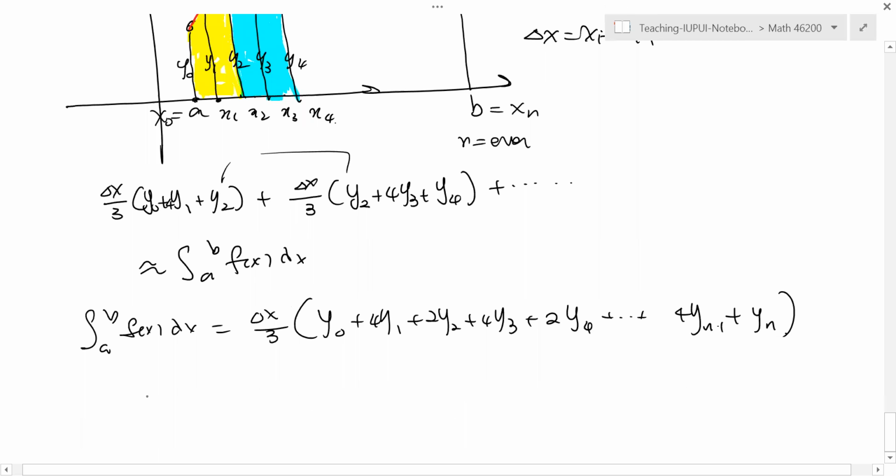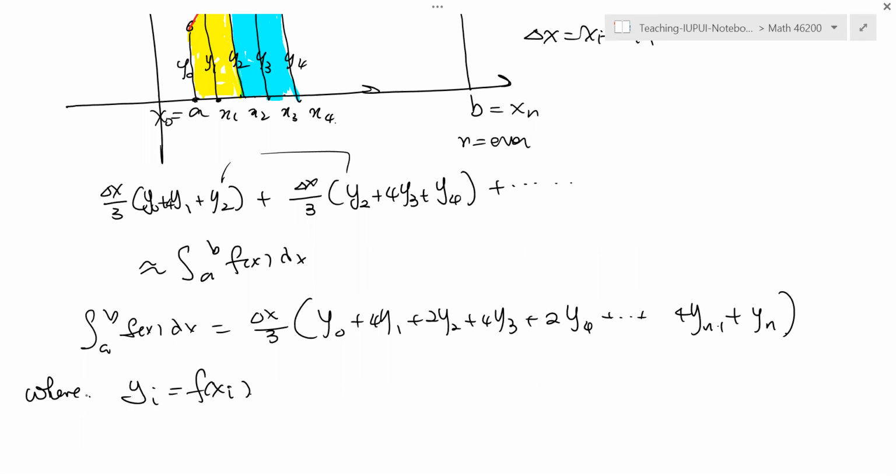Now, what is yi? yi is just f of xi, the height of the graph. So this is a simple thing, and that's all we need to know. We use right endpoints or left endpoints to approximate the integral. We use the midpoint to approximate integrals. We use the trapezoid to approximate integrals. We can use Simpson's rule.